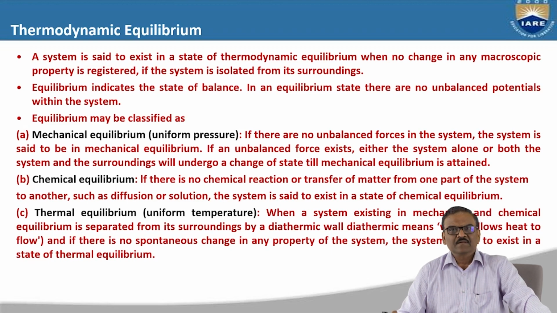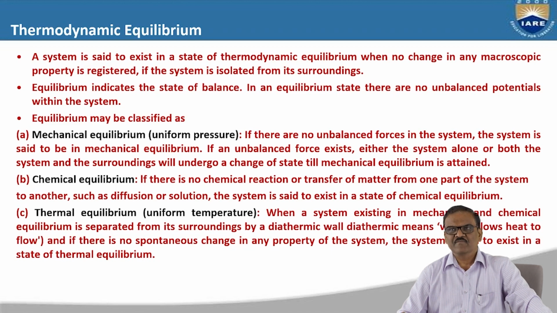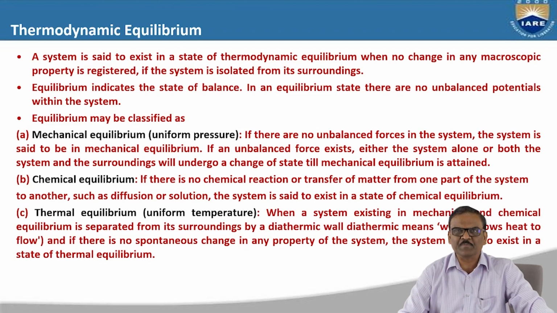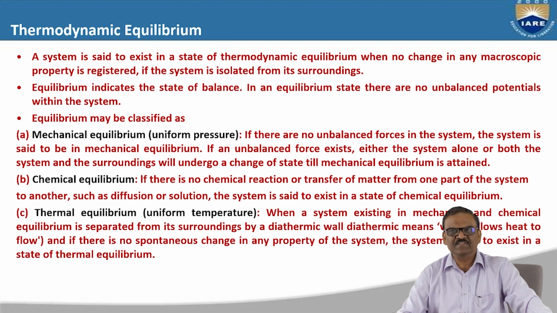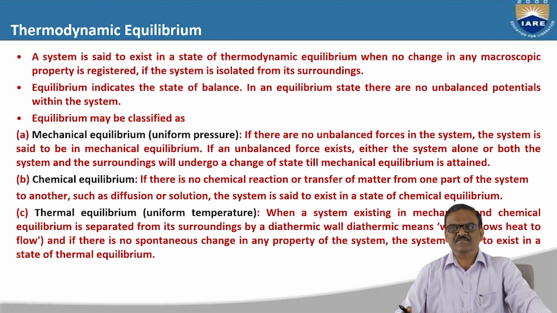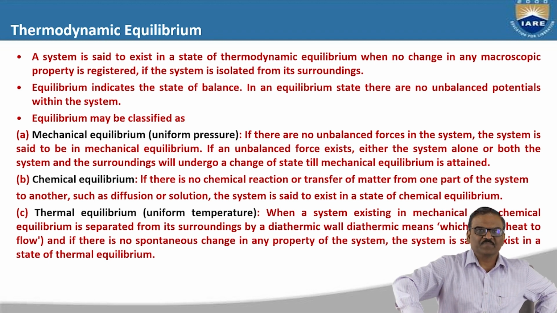Then thermodynamic equilibrium. What is thermodynamic equilibrium? A system is said to exist in a state of thermodynamic equilibrium when no change in any macroscopic property is registered if the system is isolated from its surroundings. Then we call this thermodynamic equilibrium. Equilibrium indicates the state of balance. In the equilibrium state, there are no unbalanced potentials within the system.